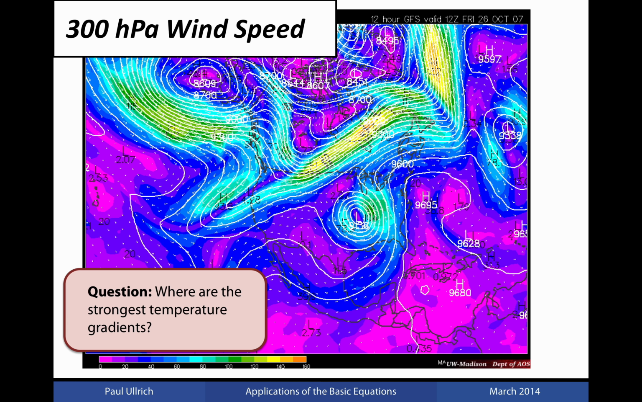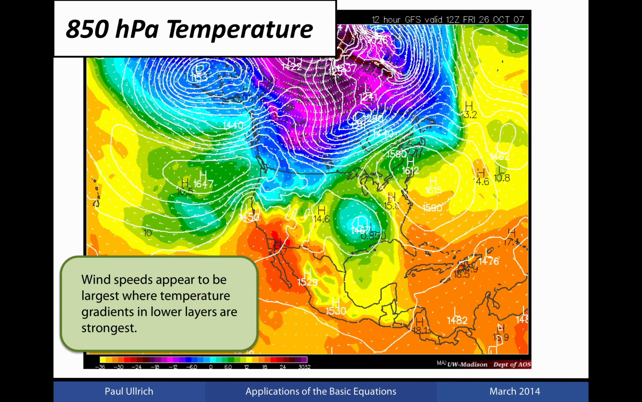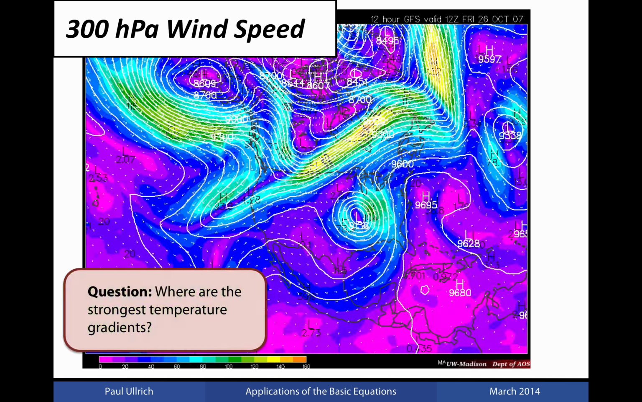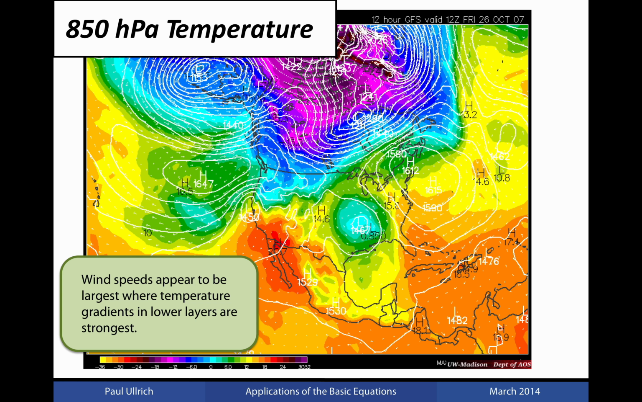In fact, if we look at 850 hectopascal temperature, which represents temperature at a lower level, what we see is that the strongest change in temperature is occurring in regions that are effectively coincident with where the wind speeds at the upper level are the highest. So here we see that the temperatures change most rapidly when they transition from green to blue. If we look back at the wind speed diagram, these are the regions where we have the warmest colors and the strongest wind speeds.